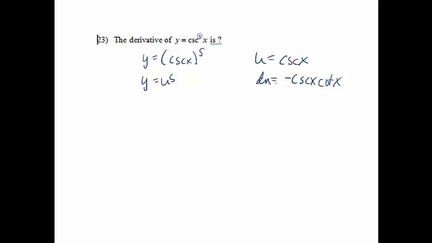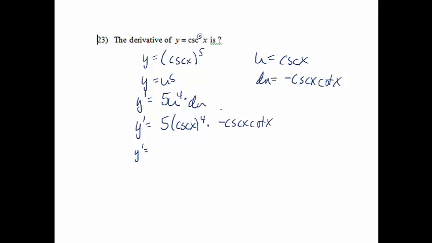All right, and then from there, so I have u to the 5th, so the derivative of u to the 5th would be 5u to the 4th times the derivative of the u, and now I just need to plug in what I know. So y prime will equal 5 times my derivative again, cosecant x to the 4th, times my du, which would be negative cosecant x cotangent x, and then I'm actually going one step farther. This negative is going to bump out in front, so it's going to be negative 5. And then if I have 4 cosecants here and another cosecant there, that would be cosecant x to the 5th. So we're going to have cosecant to the 5th x, and then I do have a cotangent x hanging out as well.